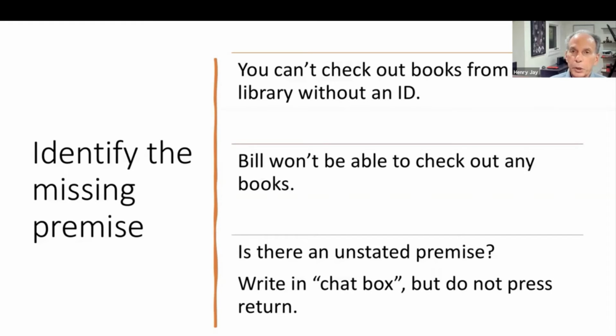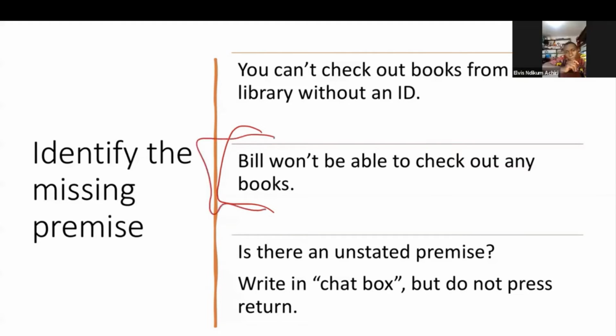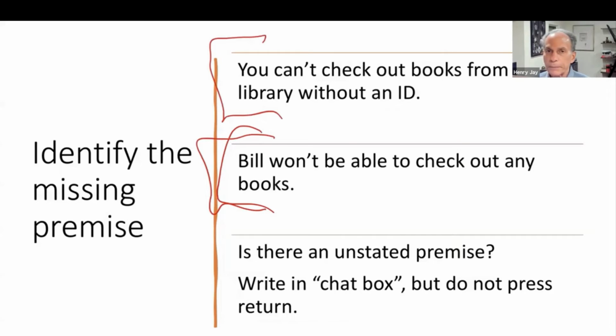You can't check out books from the library without an ID. Bill won't be able to check out any books. Well, the claim is what? Bill won't be able to check out any books. And the premise is that you can't check out books from the library without an ID. So in the chat box, I want to make sure you're all alive. What's an unstated premise? Is this conclusion supported solely by this premise?